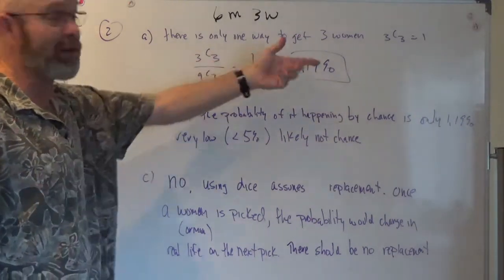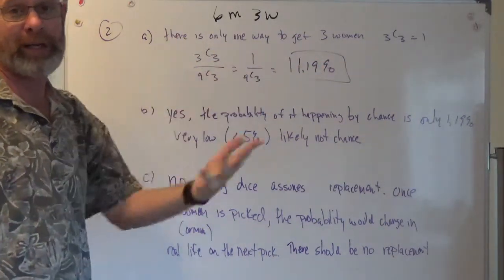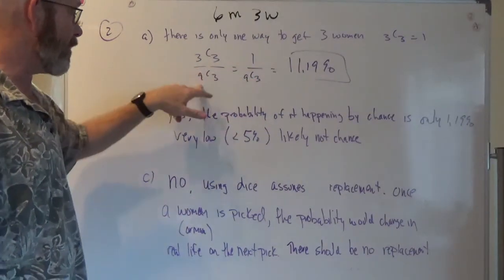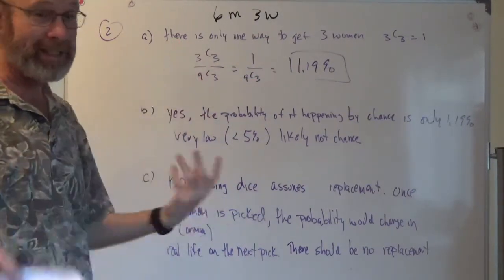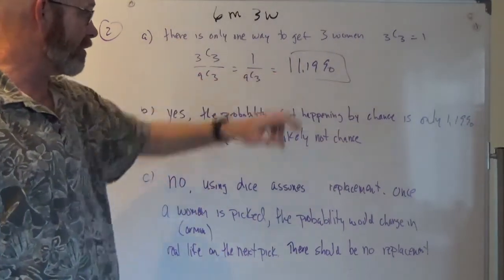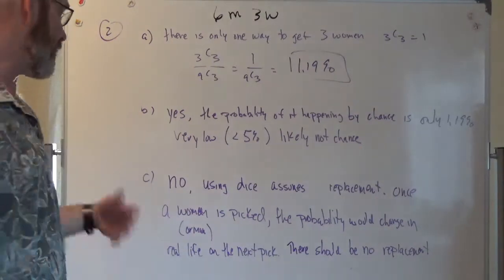So there's only one way to get 3 women. It's 3 women, you're picking 3, you've got to pick all 3 of them, which is the same thing as 3 choose 3, which is 1. The total amount of choices is 9 people choose 3. So you've got 1 divided by 9 choose 3. There's a 1.19% chance of this happening.